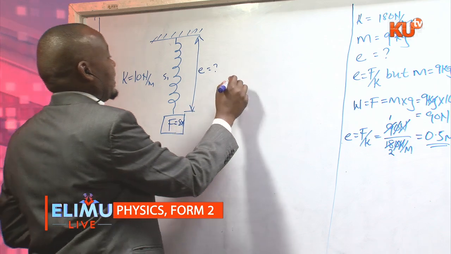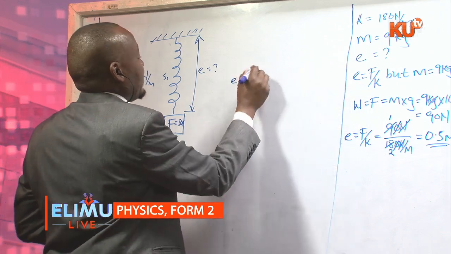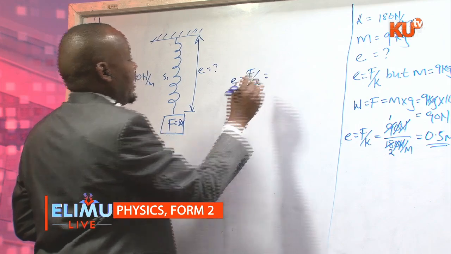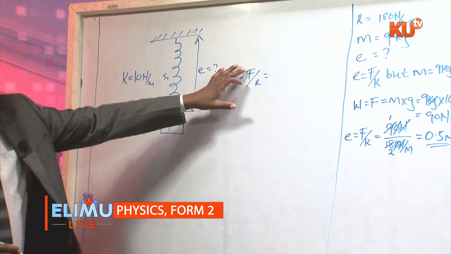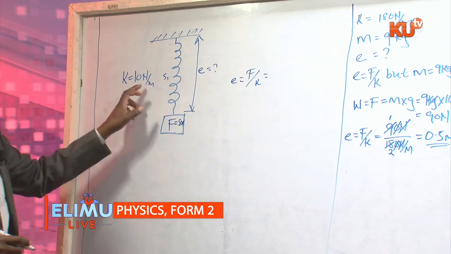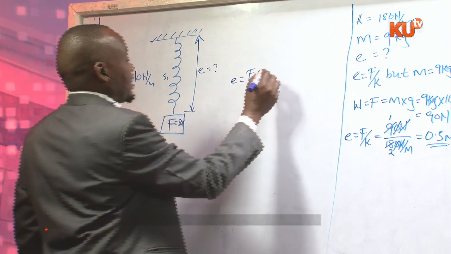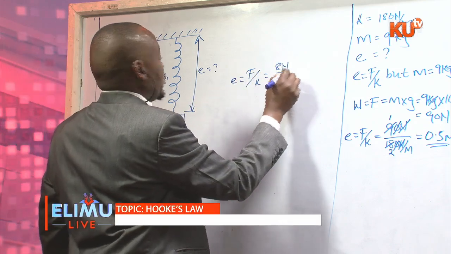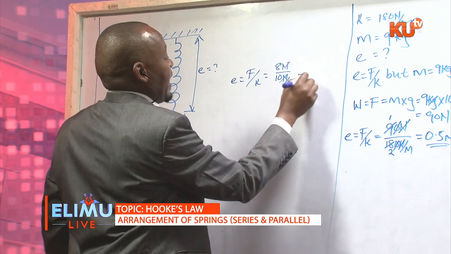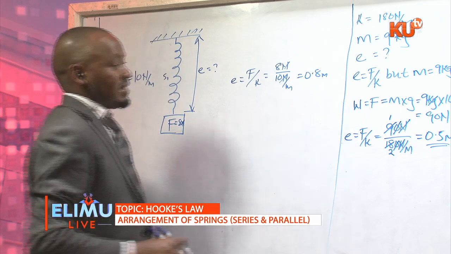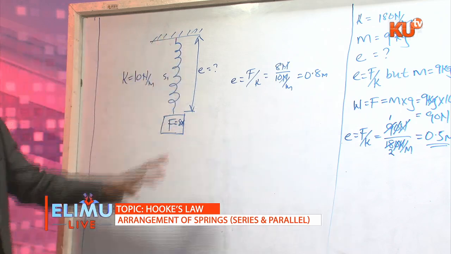Given the constant, the extension we have found from our formula is force over K. All the values are in the SI units, force in newtons, K in newtons per meter. And therefore, I can substitute 8 newtons divided by 10 newtons per meter. And in this, I'll have 0.8 meters. It will be as simple as such.